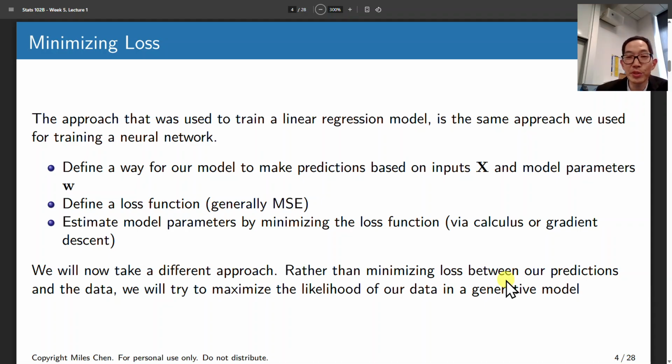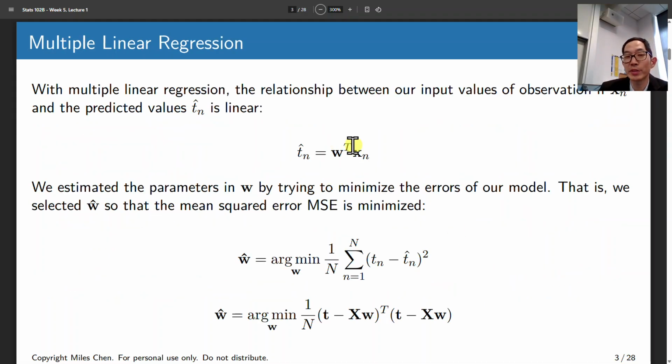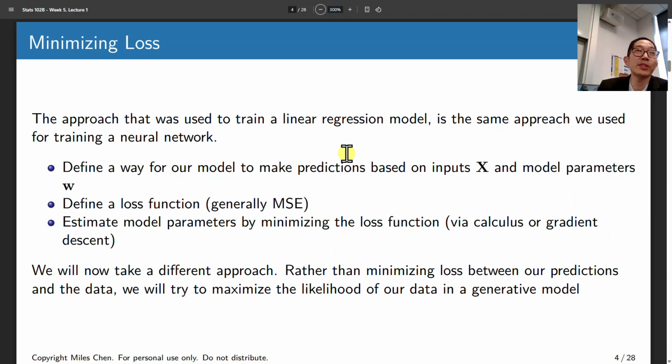Okay, the approach that was used to train a linear regression model is the same approach we used for training a neural network. We defined a way for our model to make predictions based on inputs x and model parameters w. For linear regression, it's just w times x. For neural networks, the forward feed process is a little bit more complicated, but at its core, we have a model that makes predictions based on input x and model parameters w. We've defined a loss, which was our mean squared error, and we said we're going to minimize this loss function to figure out our W's. We also had a modification of the loss function when we did regularized least squares. We said, for regularized least squares, we're trying to minimize the loss function along with the complexity parameter, right? So that was another approach, okay?